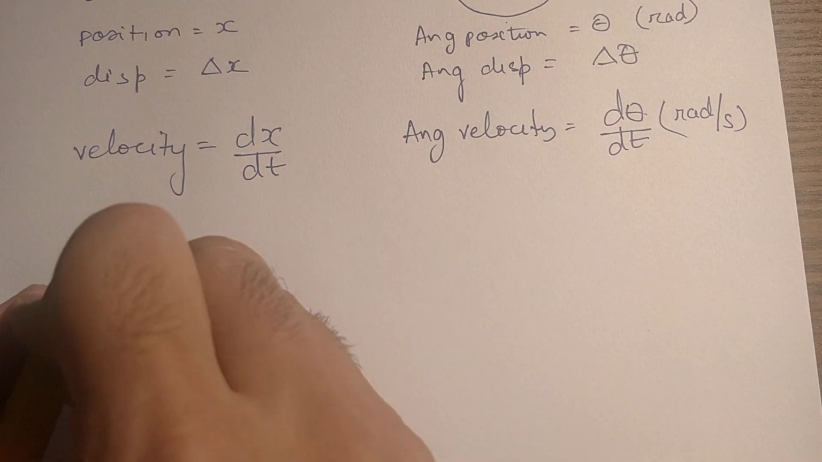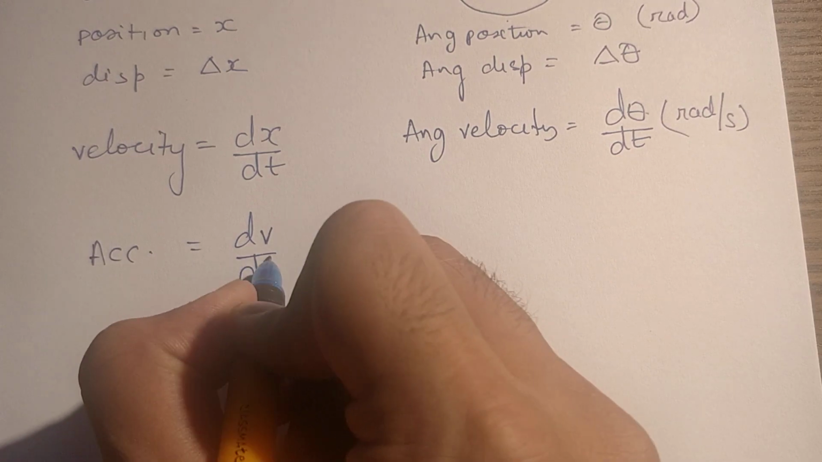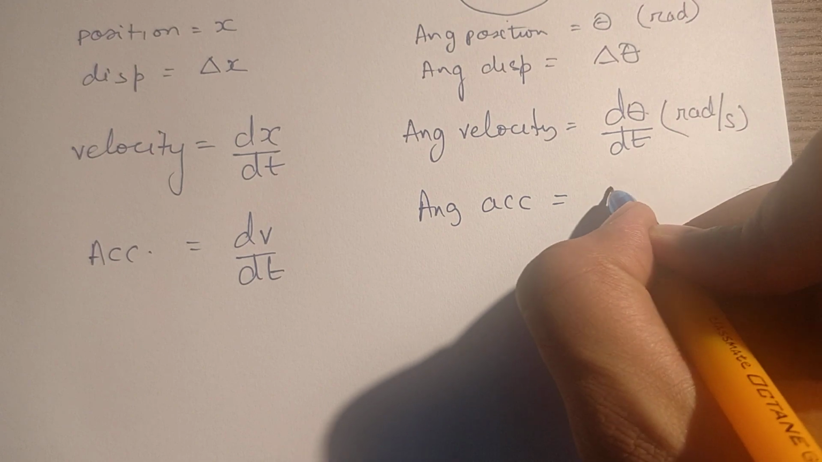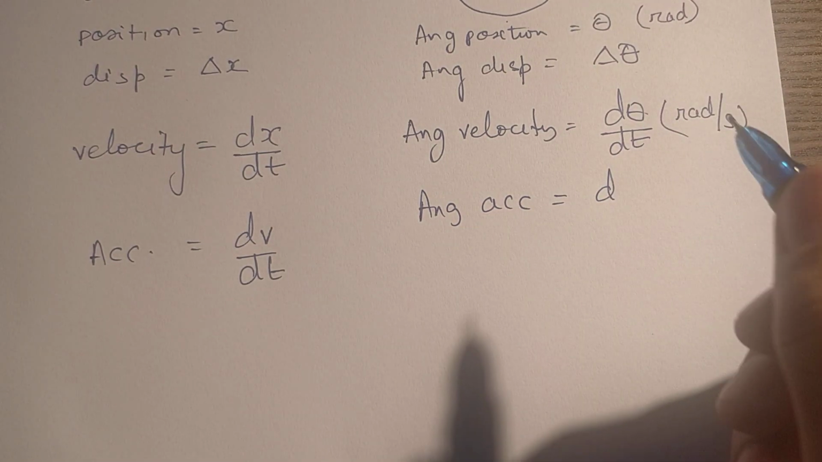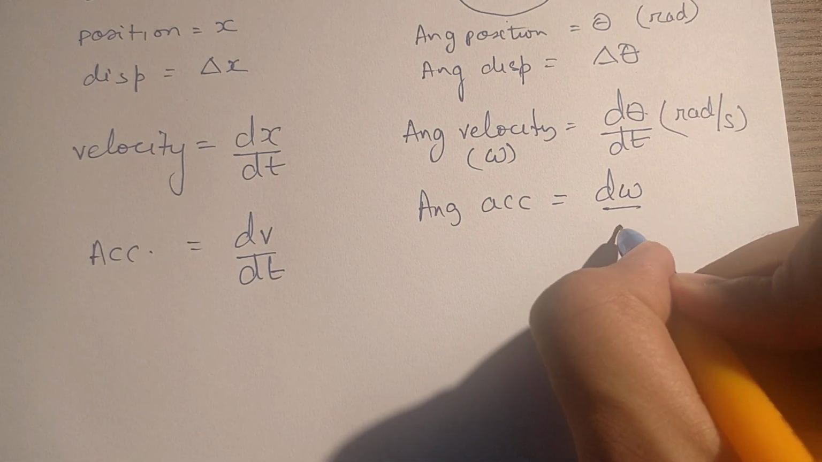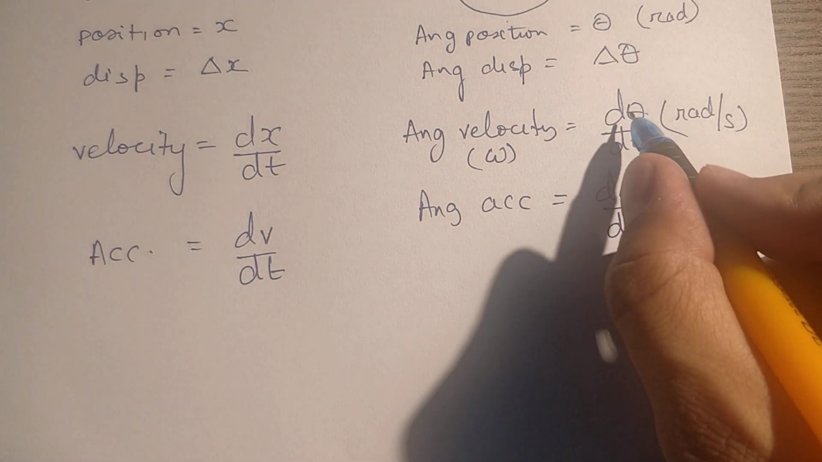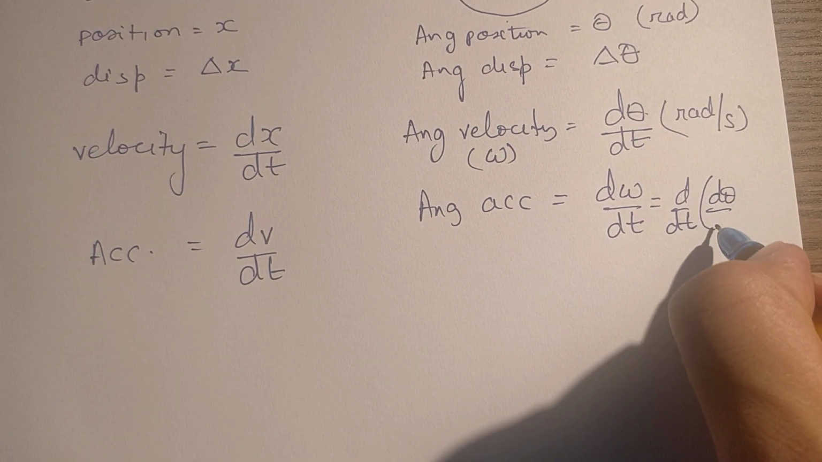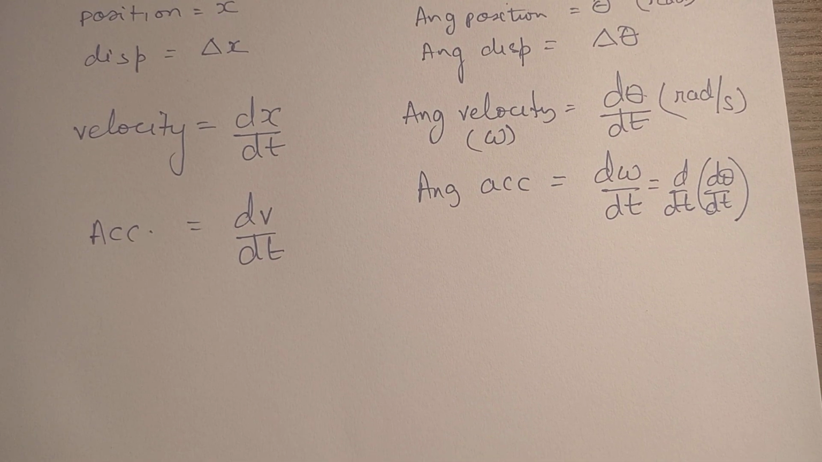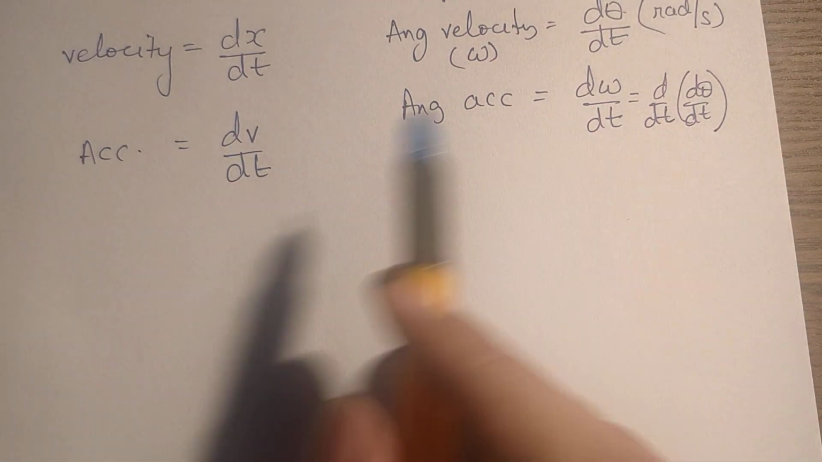The next term is acceleration. Linear acceleration is nothing but rate of change of linear velocity. Similarly angular acceleration will be rate of change of angular velocity. This angular velocity is also represented by omega. So I can write it as d omega by dt, or this is nothing but d by dt of d theta by dt, which is nothing but the double differentiation of theta. Right. Now similarly we can go on and on. Obviously time will be the same for both the motions.